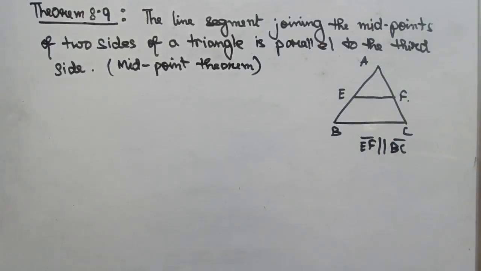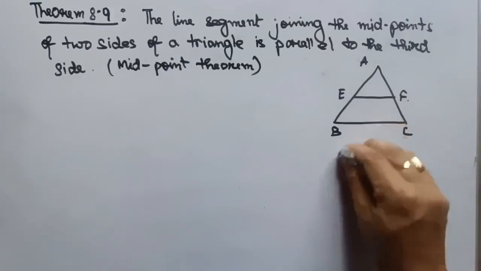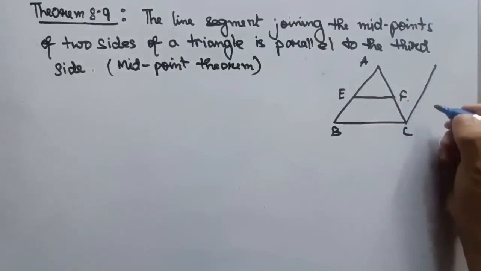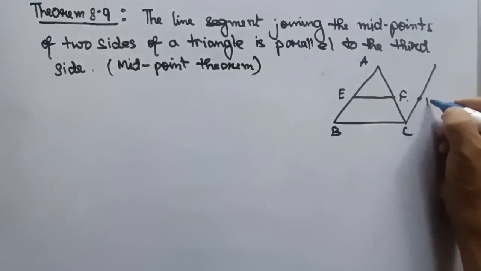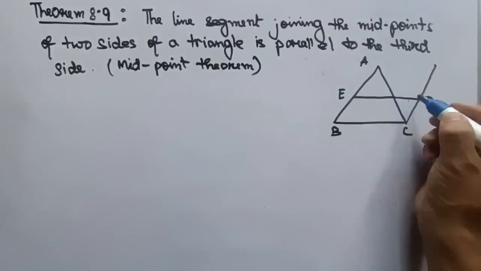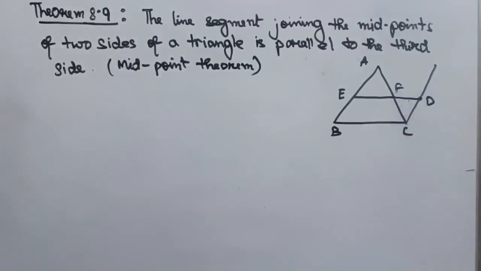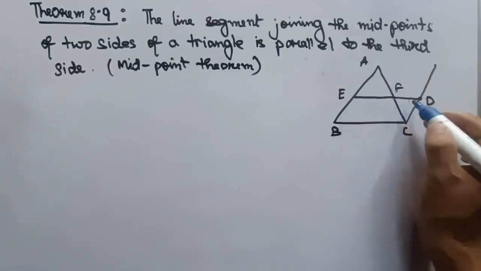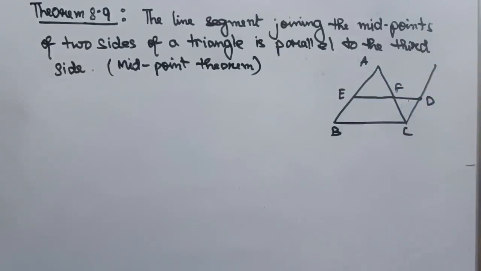So now let us try to prove this theorem. To prove this theorem, first we need some construction. So we draw CD parallel to AB and produce EF to D. So now let us prove this theorem.